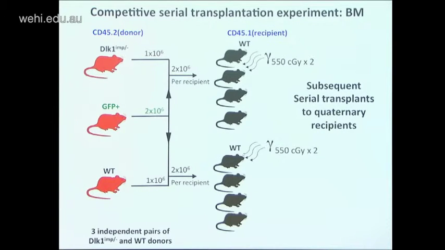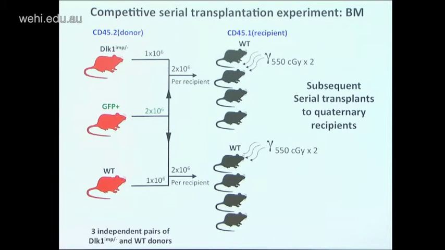So, as I've done in the other fetal liver experiments, I've done competitive serial transplantation assays, so very similar to what I've done with the fetal livers, but obviously using adult bone marrow. Again, 50-50 mix with the Dlk1 imprinted knockout bone marrow and the GFP competitor bone marrow, and now 2 million bone marrow cells per recipient of the irradiated CD45.1 positive recipients. And I've done 3 independent pairs of Dlk1 imprinted versus wild type donors. Now, this was also taken to quaternary recipients by serial transplant.